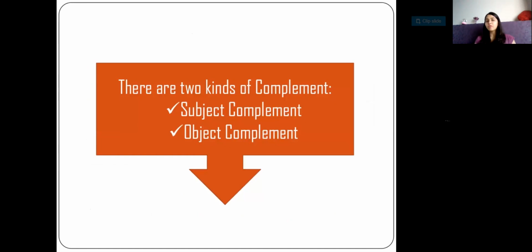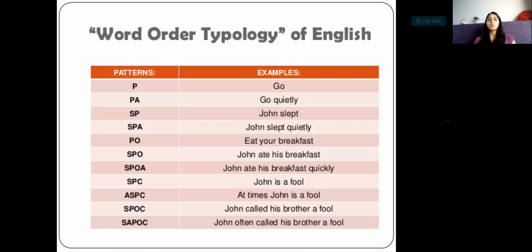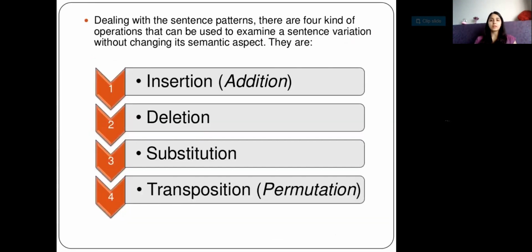Then there are two types of complements, subject complement and object complement. Subject complement: he was in the bus. So it gives something about the subject. Object complement: the man called his brother a fool. A fool provides the information about his brother. So it's an object complement. All right. Now, you don't need to do this actually.